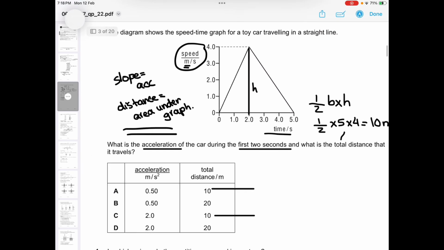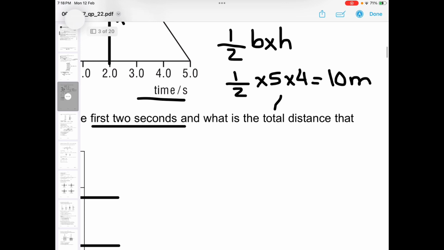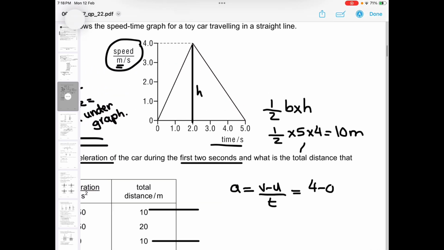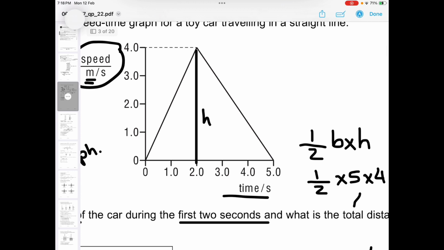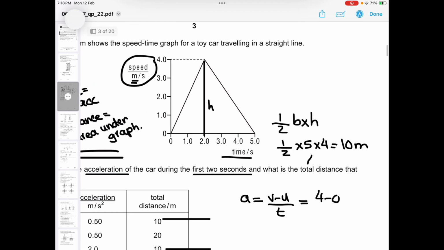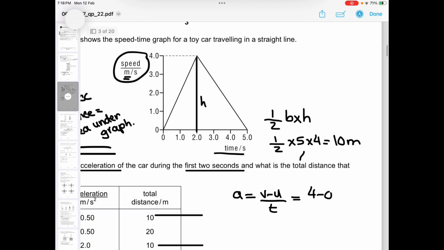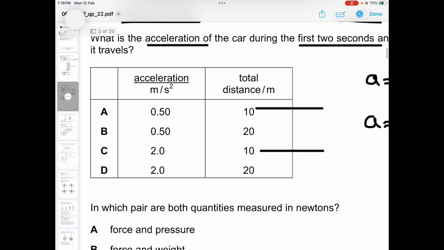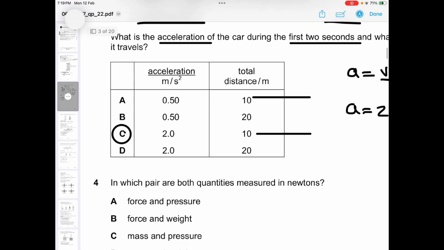Now let's take a look at the acceleration. We can calculate the acceleration using a equals v minus u over t, where v is the final velocity and u is the initial velocity. This will give me 4 minus 0, because at 2 seconds the speed was 4 meters per second, and the time was 2. So the acceleration is 2.0 meters per second squared. This is the unit for acceleration. So the answer is C.